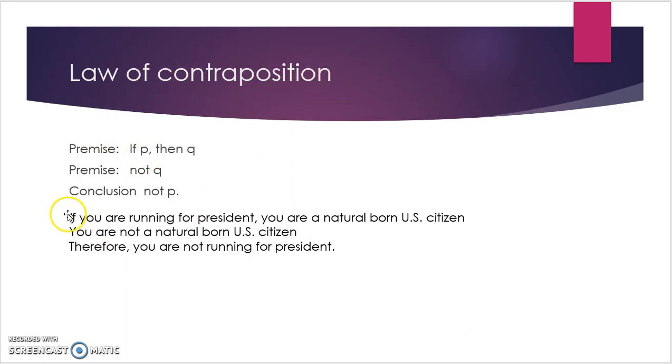So here's an example. I have a conditional, and this is true. One of the conditions for running for president of the United States is you have to be a natural-born citizen. Now, notice the conditional does not go the other way. Just because you're a natural-born U.S. citizen does not mean you're running for president. So the conditional moves in one direction only. Okay. So we've got this conditional. The second premise is the negation of the then part, and the conclusion is the negation of the if part. This is law of contraposition. This argument is valid.